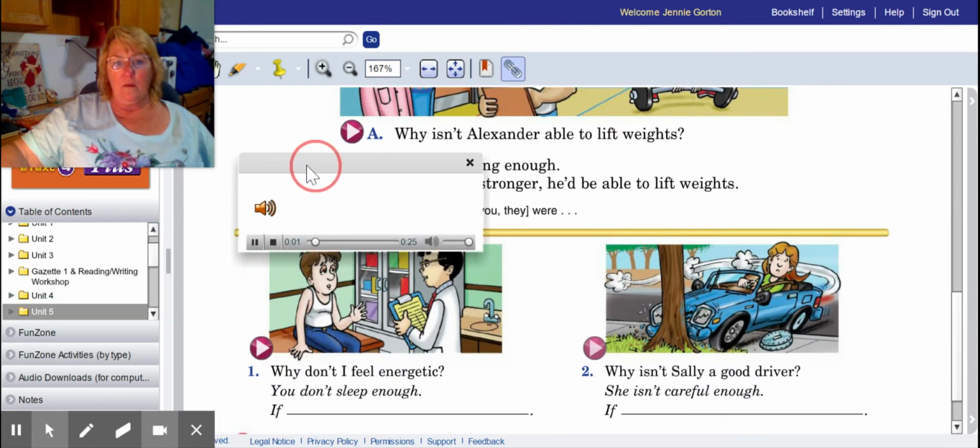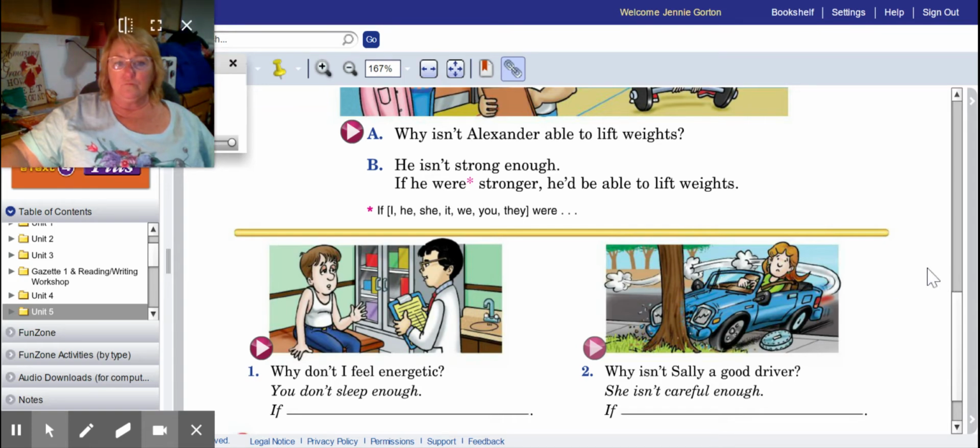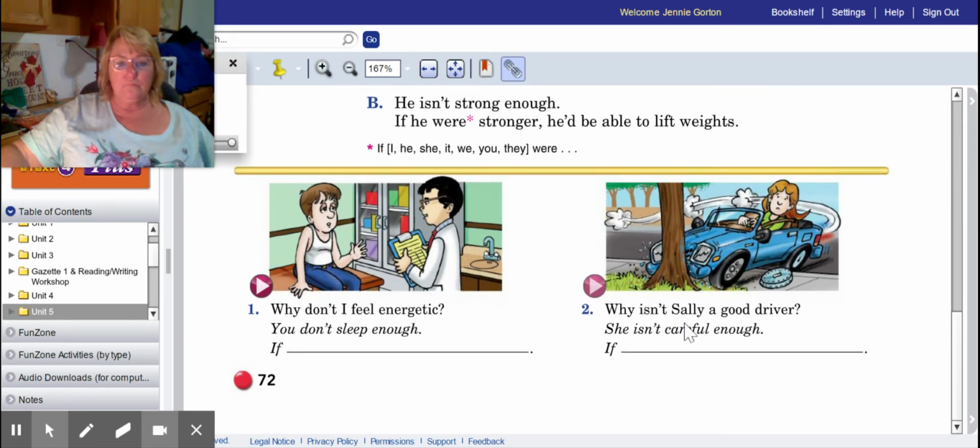Do exercise 1 based on the first model. You will hear the correct line after you speak. We'll begin. Why don't I feel energetic? You don't sleep enough. If you slept more, you'd feel energetic.